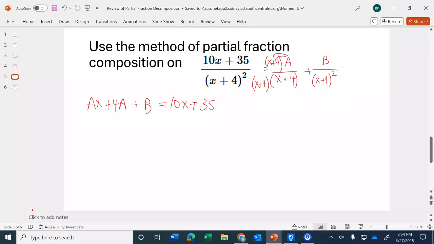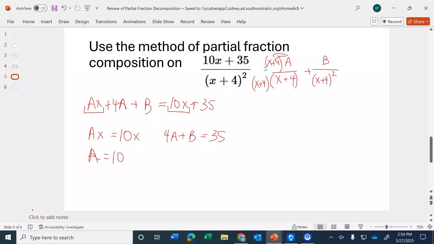Now we got to think, how is that possible? Well, if you look down here, if ax is supposed to equal 10x, all my terms with x's are going to have to match, then it's automatic that a is going to equal 10, which is perfect. So now all I have to really look at is 4a plus b equaling 35.